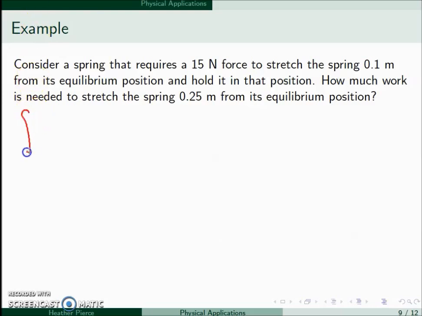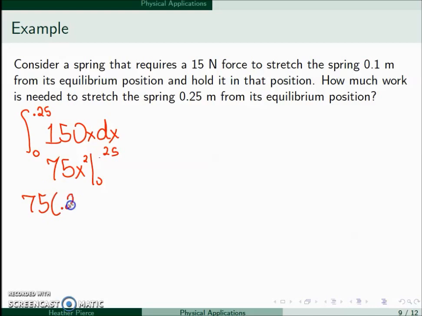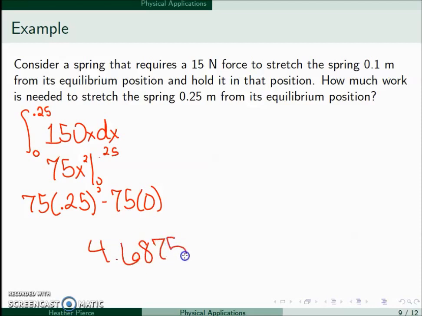Now let's consider this spring and how much work is needed to stretch it 0.25 meters from its equilibrium position. So we start at 0, and this time since we're stretching, we'll end at positive 0.25. And this will go our force, which was 150x dx. When we integrate this, we have 75x squared going between 0 and 0.25. So I have 75 times 0.25 squared minus 75 times 0, which gives us 4.6875.